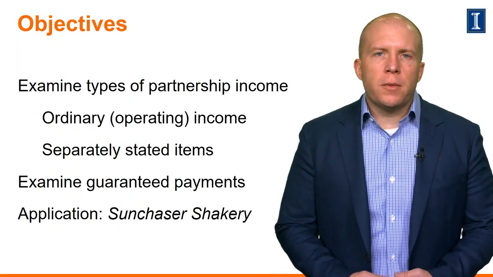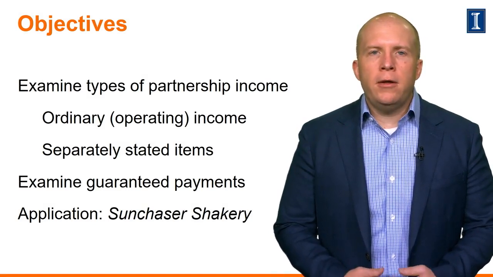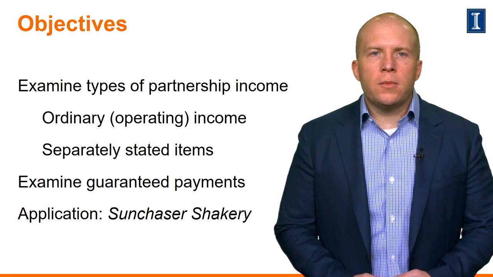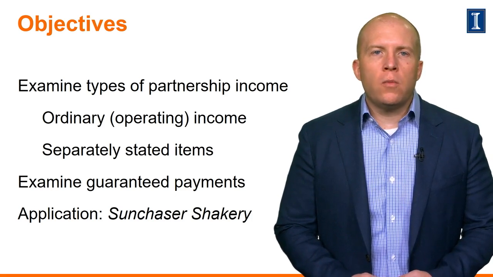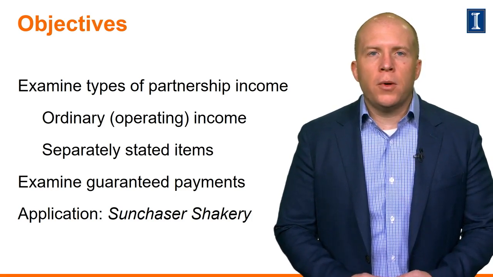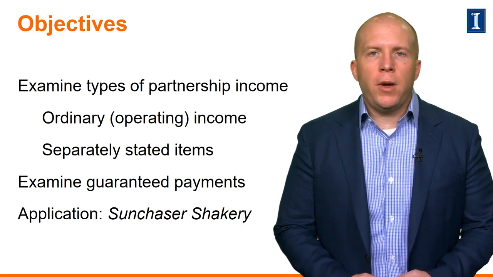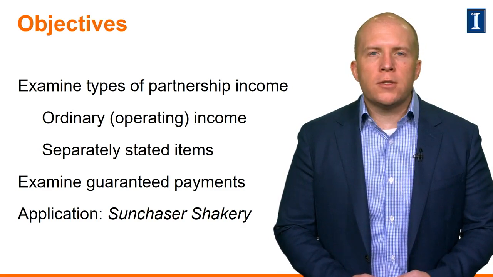It means that partnerships measure and report two types of income: ordinary operating income and separately stated items. In the prior module, you learned that separately stated items exist because they require special treatment. However, in this lesson, you will learn more about specific items of income, both separately stated and ordinary. You will also learn about guaranteed payments paid by the partnership to a partner. After learning these concepts, you will apply them to Sunchaser Shakery.